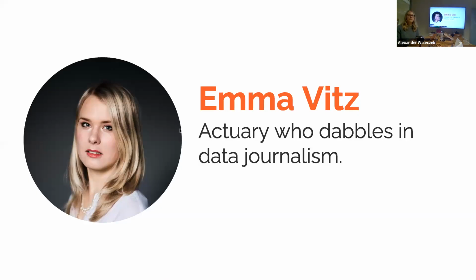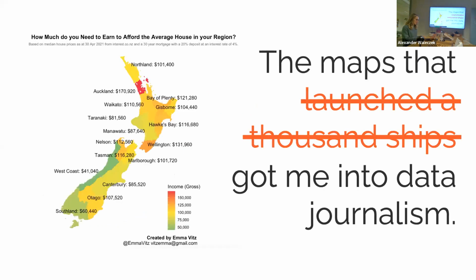All right, so a little bit about me. I am an actuary, so I work in financial services, mostly in insurance. I do risk analysis for insurance companies. And I also dabble a little bit in data journalism, just to have some fun on the side. So a quick story about how I got into that side hobby. This map might look familiar to you.